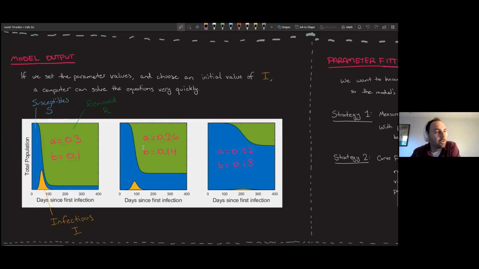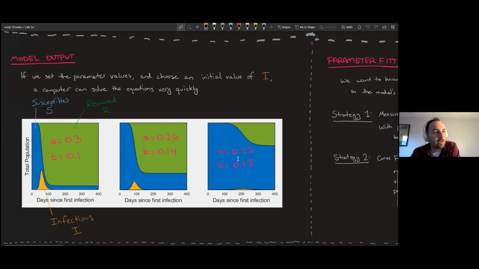In the second picture, I decreased A to 0.26, which would correspond to changing the number of interactions very modestly, right? This is something like a 15% decrease in the number of interactions you're having. And I increased B to 0.14, meaning people are now leaving in about 7 days.